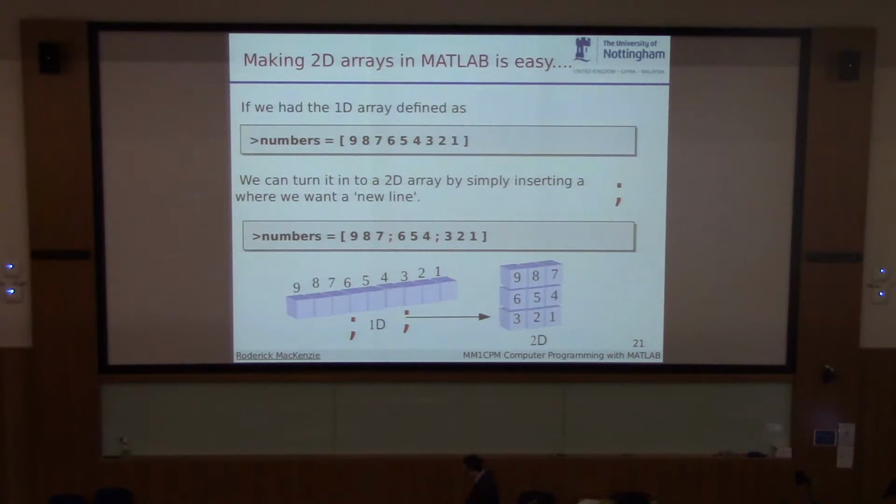So, how do we make 2D arrays in MATLAB? Well, it's incredibly easy. If we can do 1D arrays, we can do 2D arrays. The trick is, all you've got to remember is this semicolon, okay? So if we've got a 1D array called numbers, and it goes 9 8 7 6 5 4 3 3 2 1.